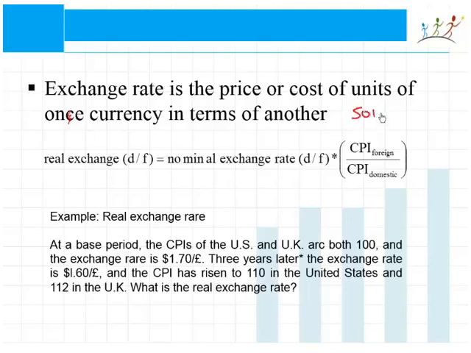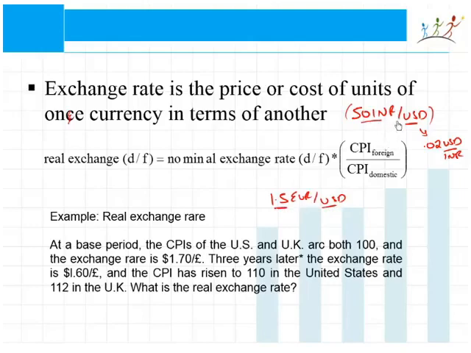So 50 INR to the USD implies that we have to pay 50 INR to get 1 USD. So this is the exchange rate of INR to USD. This can also be written as 0.02 USD to INR. Similarly, we can say 1.5 euro to the USD. That is, 1 USD is worth, for example, 1.5 euro.